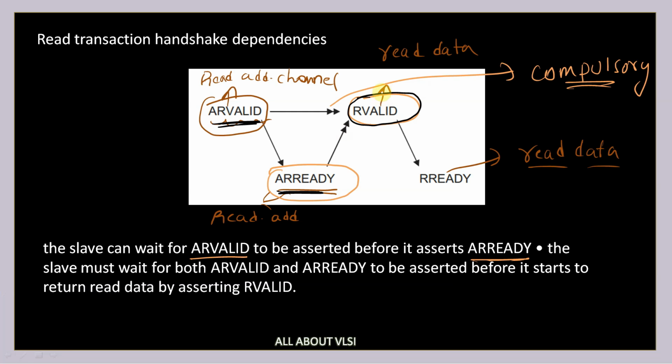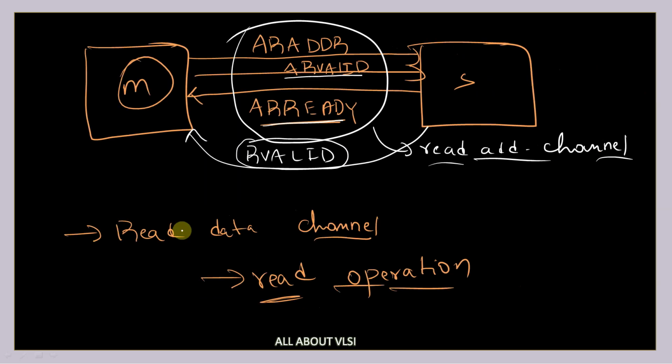This is the condition we need to follow here, and that is what is written here. The slave can wait for AR valid to be asserted before it asserts AR ready; it can wait or not wait. But the slave must wait for both AR valid and AR ready to be asserted before it returns the data by asserting R valid. This is the condition we are going to follow.